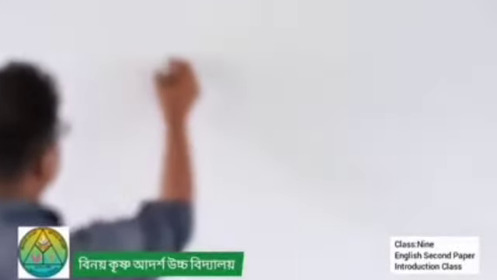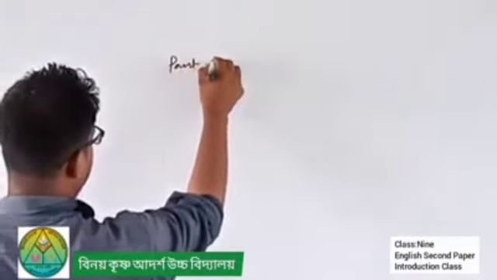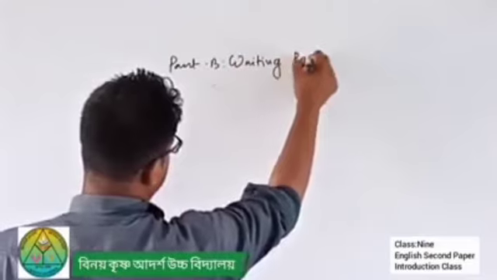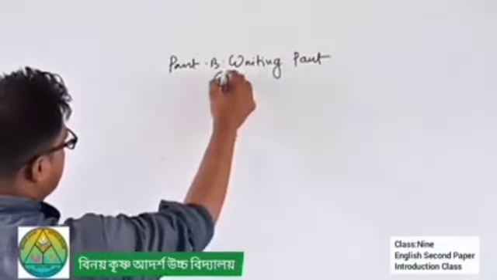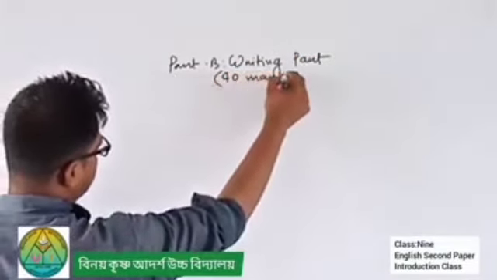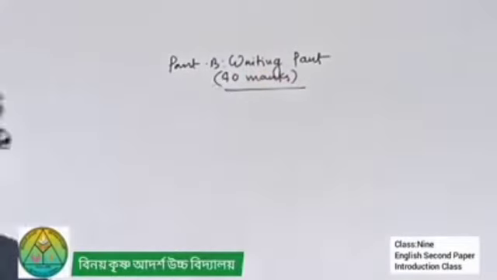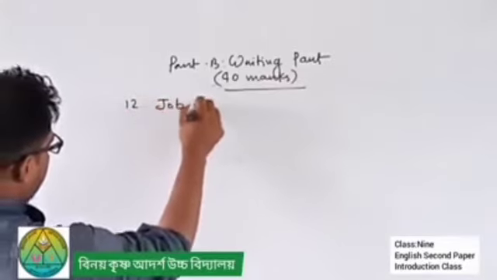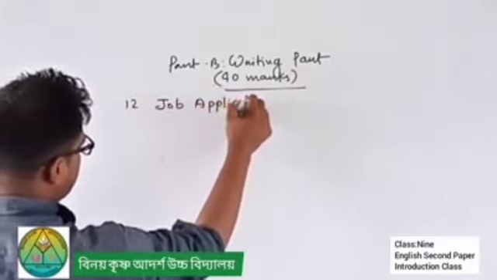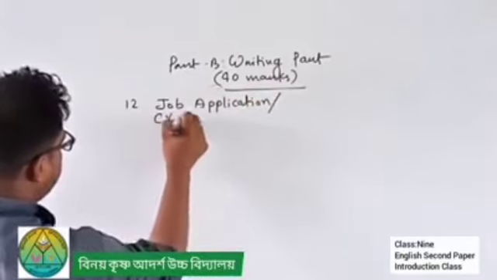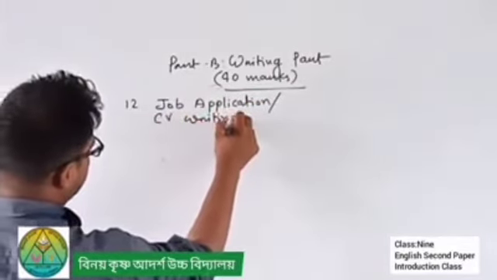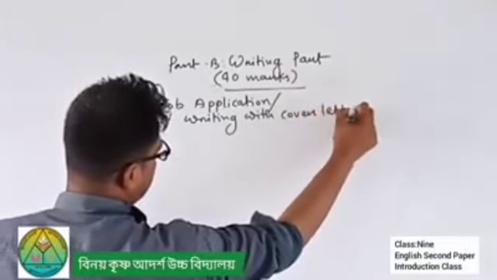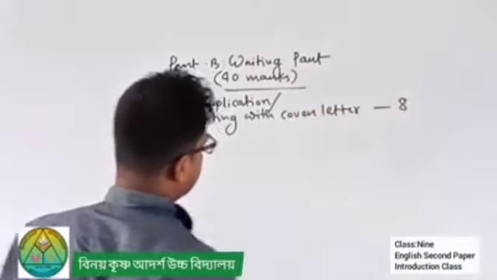I'm showing you part B, writing part. Here 40 marks is budgeted for you. In question number 12, you will find job application. Job applications are popularly known as CV writing with cover letter. Dear learners, you will be prized 8 marks on this item.